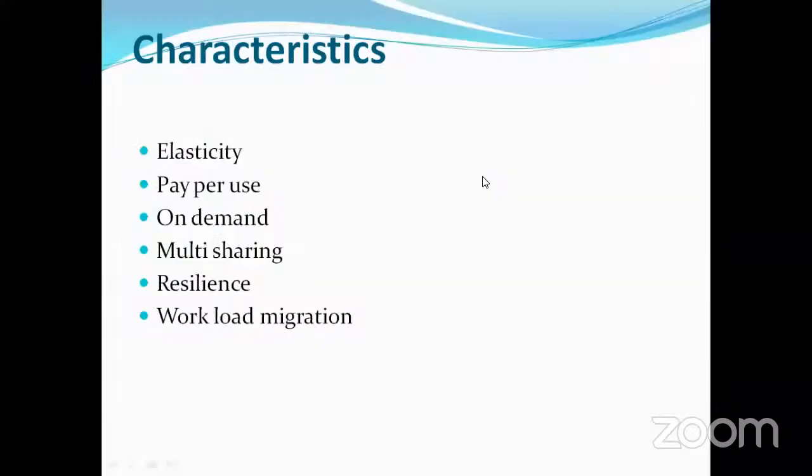So characteristics: elasticity. We can expand or reduce resources according to our requirement. Pay per use, that means we pay only when we use them. On demand, we use them only when we need them. They are not a permanent part of IT infrastructure. Multiple sharing means it can be shared with multiple users simultaneously.